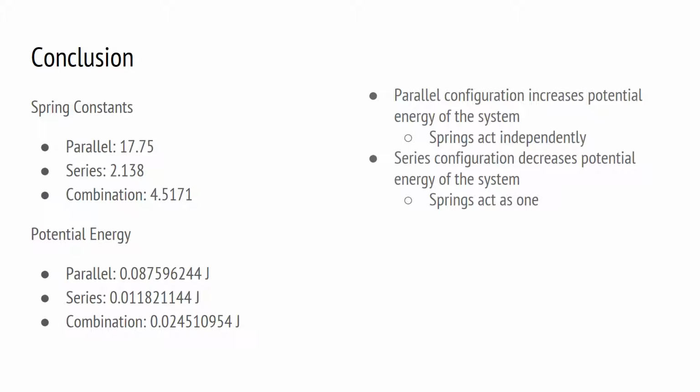In conclusion, having springs in parallel configurations increases the potential energy of the system, and putting springs in series configurations decreases potential energy of the system.